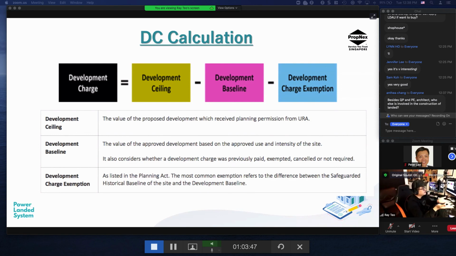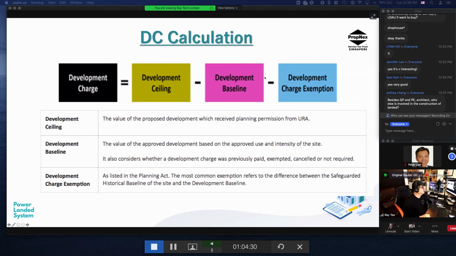If you go to a constructor directly, which is higher risk, or you already have your own constructors, like I know a few agents who turned developers. They have their own source of constructors. Their cost can be as low as $200 per square foot. Besides QP, PE, and architect, who else is involved in the construction of landed homes? Contractors, main con, building contractor, and a lot of subcon. Not easy to coordinate.